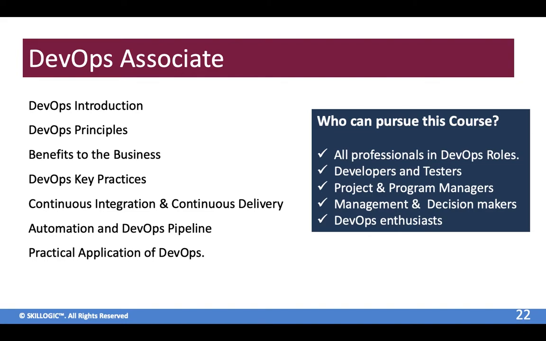DevOps Associate focuses on DevOps introduction, DevOps principles, benefits to the business, DevOps key practices, continuous integration and delivery, continuous delivery in more detail, automation, knowledge about the DevOps pipeline, and the practical application of DevOps, with all the related examples. So this is a foundational level or entrance level course, which is applicable for most of the professionals in DevOps roles. All the developers and testers can take this course.